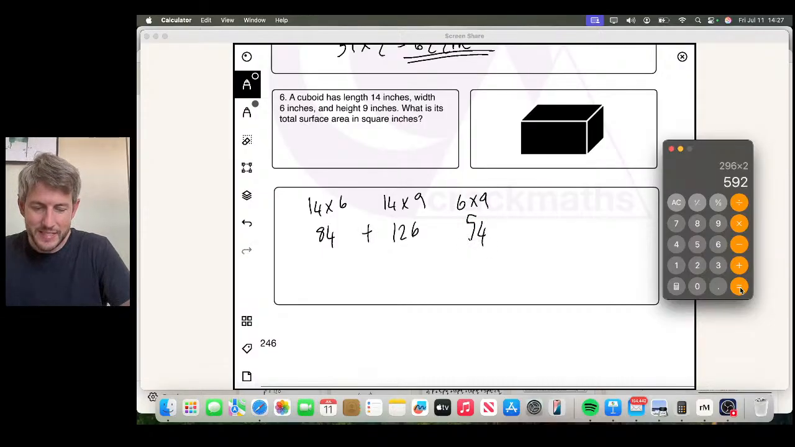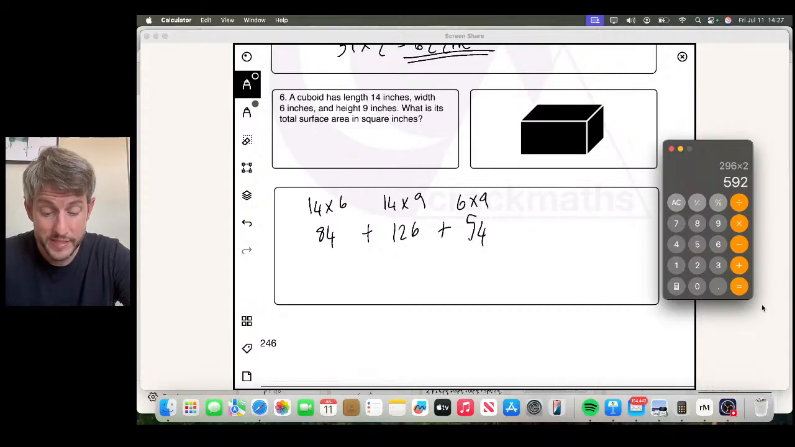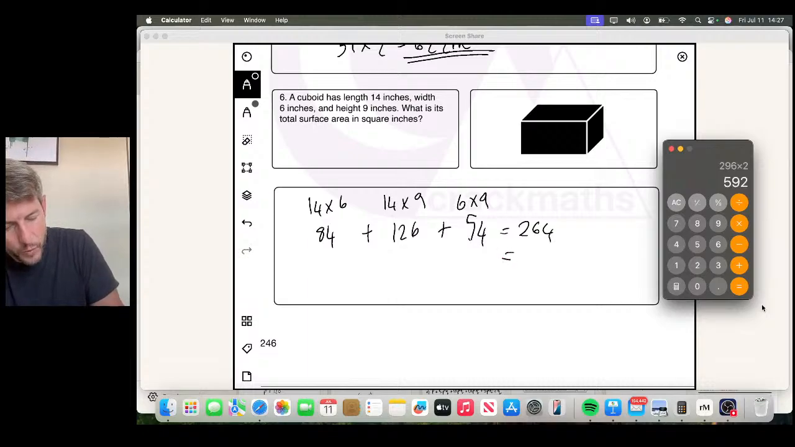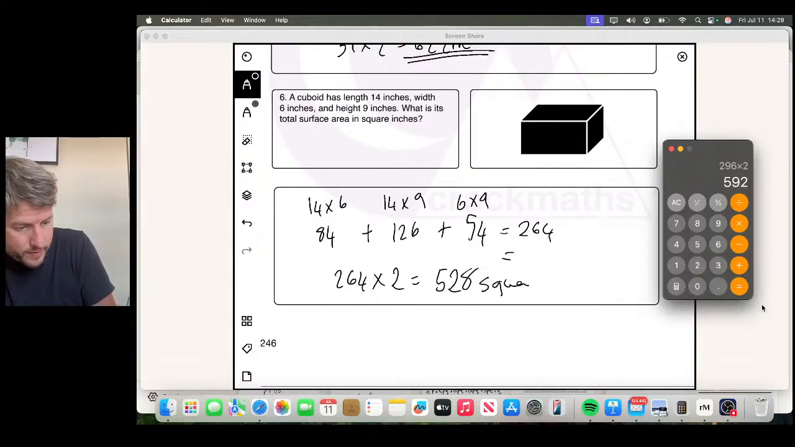Right, add these together. Okay, so 54 add 126 is 180. So these equal 264. And then twice that will be... 1 second... 264. 264 times by 2 will equal 528. Okay, and that is square inches.